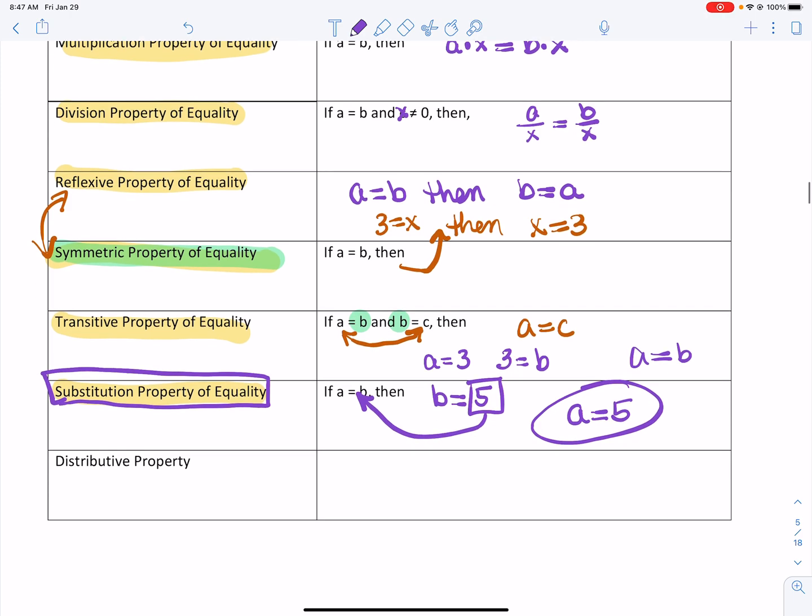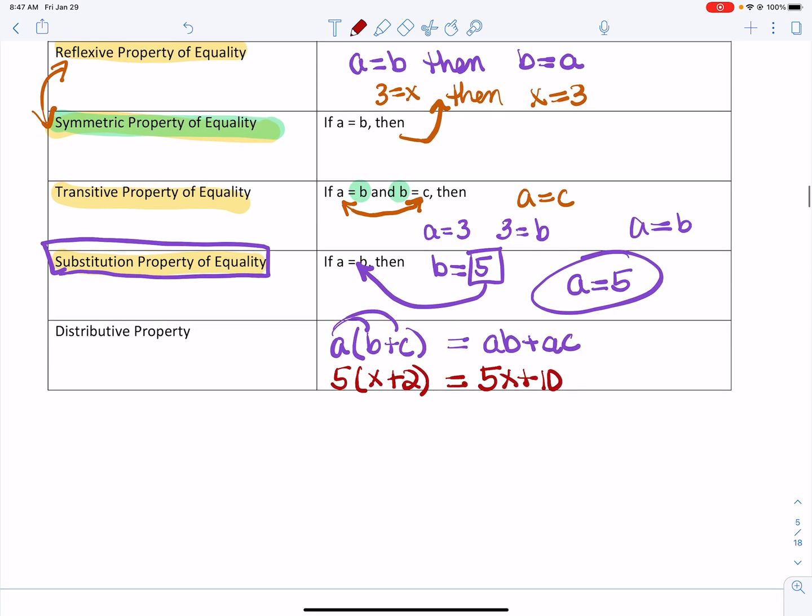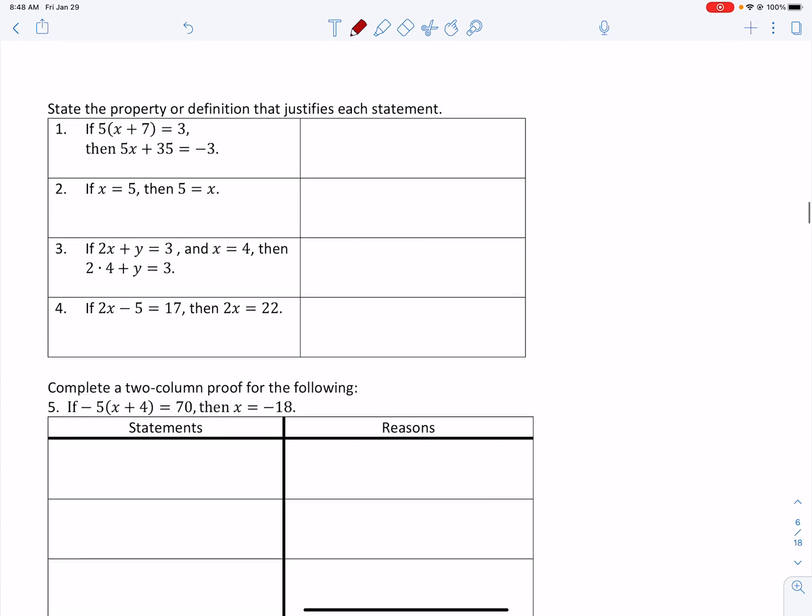And then finally, the distributive property is one that we've been doing. I'll do the official one. Then you have AB plus AC. So you multiply that into both of them. So like if this was a 5, then you would have 5x plus 10. So you've been doing this property. That one is not new to you. Okay? All right, and this again is in your notes.